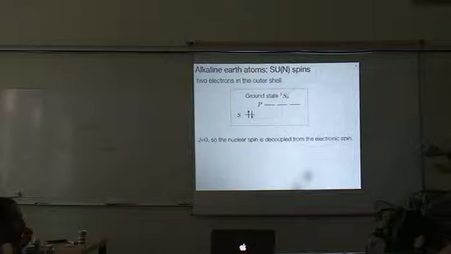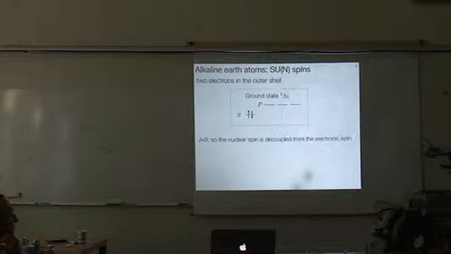And if you look at the outer shell configuration, typically what happens is that in the ground state, two electrons want to sit in the lowest possible state, which is the S orbital. And they have two spins, spin up and spin down, which pair up into spin zero, again, that costs the least amount of energy. And so the ground state of such an atom has total electronic spin equal to zero, and total angular momentum also equal to zero, because both electrons sit on the S orbital.